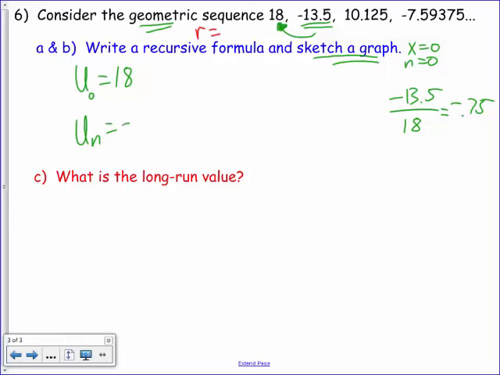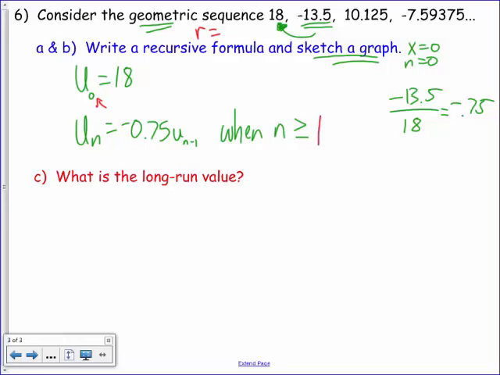So I'm going to go negative, I like putting zeros in front of my decimals, 0.75 times u sub n minus 1. Because it's geometric, so it's multiplication. And then lastly, we always say, remember, when n is greater than or equal to, just look, I'm starting with the 0th term, so I always go 1 greater than that, which is 1.